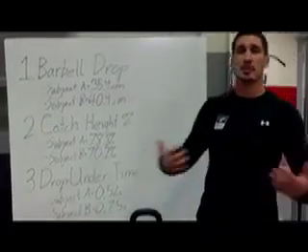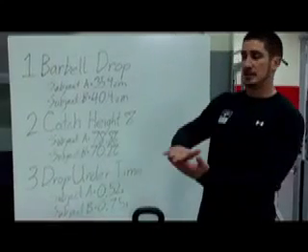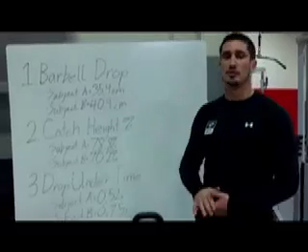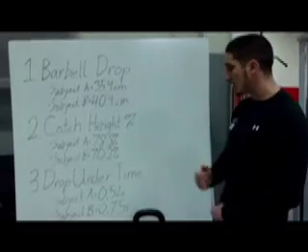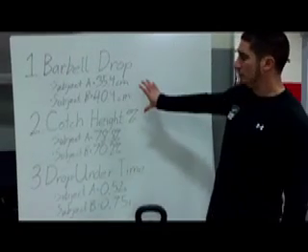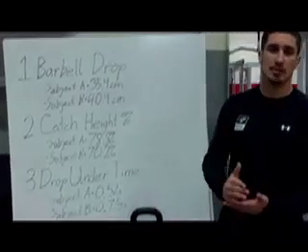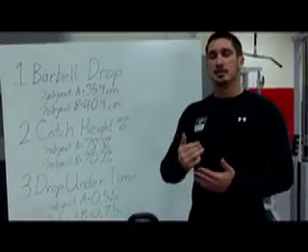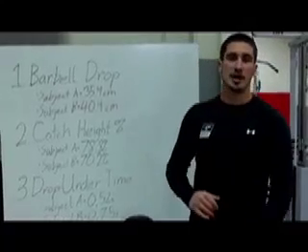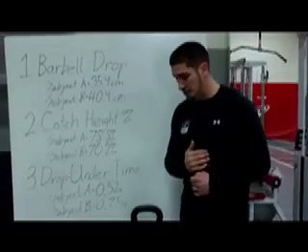Catch height percentage is just another way to look at barbell drop. Catch height percentage is the catch height of the barbell as a percentage of the overall vertical displacement of the barbell. And then drop under time is a factor that strongly influences these two. Drop under time is the amount of time from the end of the second pull, where the vertical velocity of the barbell is the greatest, until the barbell is caught. So that amount of time should be minimized when you're trying to perform a snatch.